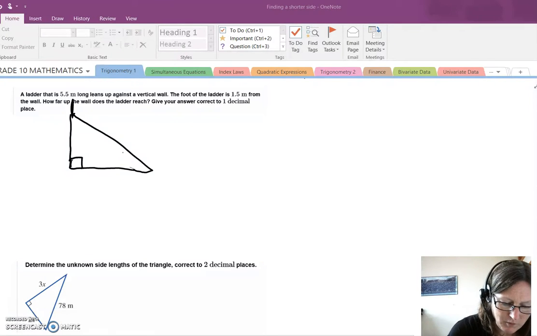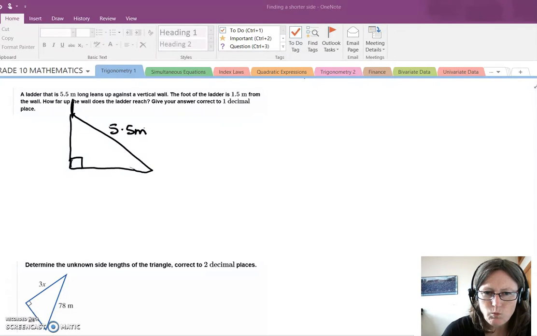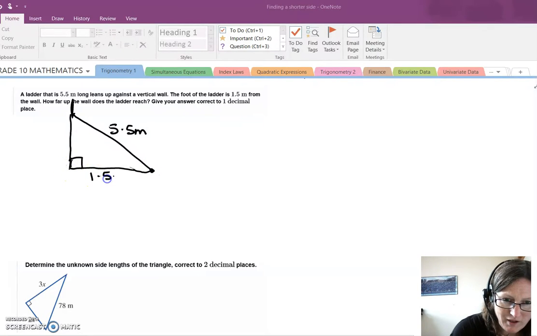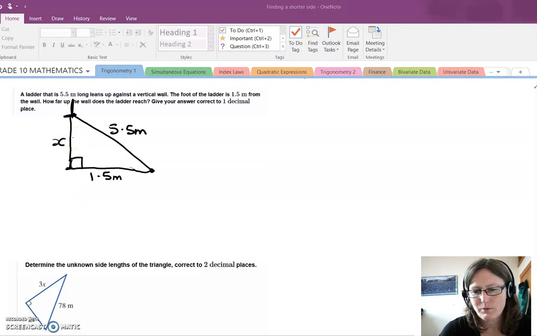The ladder is 5.5 metres long. This is our ladder, so this is 5.5 metres. The foot of the ladder is 1.5 metres from the wall, so the foot is the base of the ladder. From the base of the wall it is 1.5 metres. How far up the wall does the ladder reach? It is wanting us to find this distance here, here to here. How far up the wall does the ladder reach?